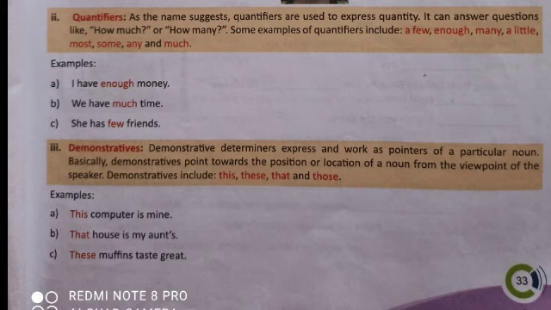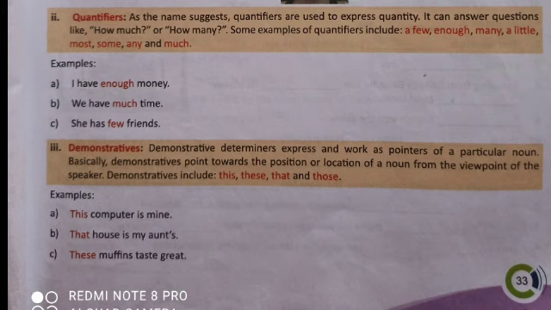Third one, demonstratives. Demonstrative determiners express and work as pointers of a particular noun. Basically, demonstratives point towards the position or location of a noun from the viewpoint of the speaker. Is it clear, children? Demonstratives include this, that, these, those. Demonstrative means there is no doubt, children.